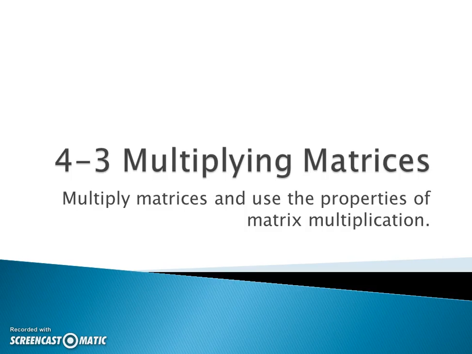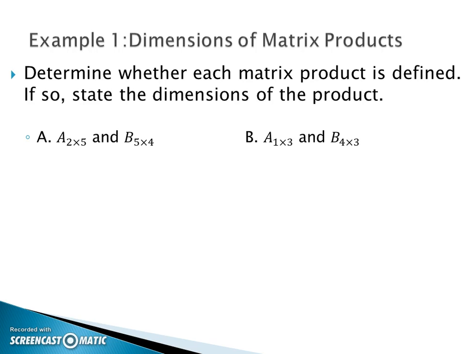Welcome to 4.3 Multiplying Matrices. We're going to multiply matrices and use the properties of matrix multiplication. Start by talking about multiplying matrices. You can multiply two matrices if and only if the number of columns in the first matrix is equal to the number of rows in the second matrix.